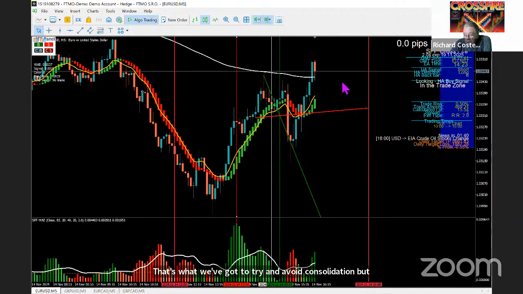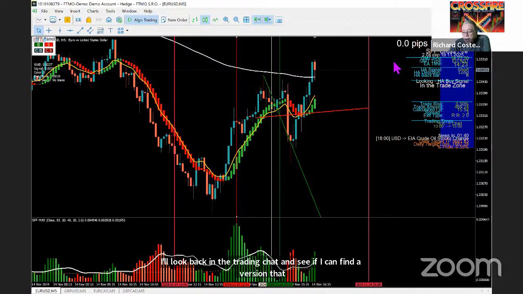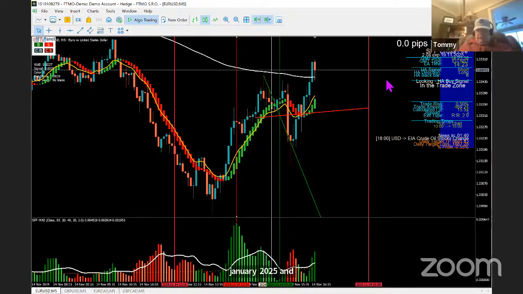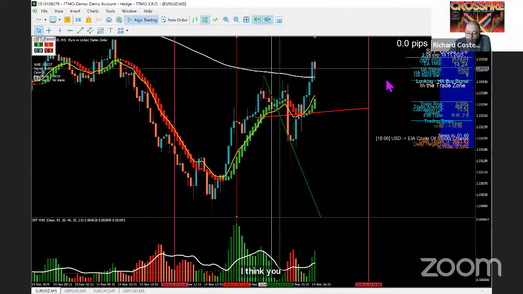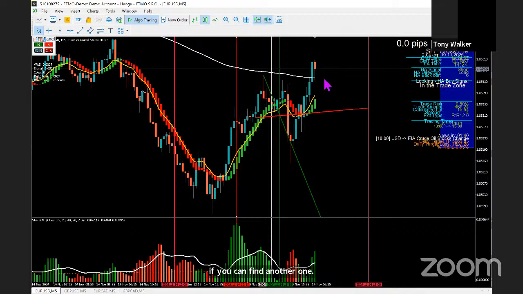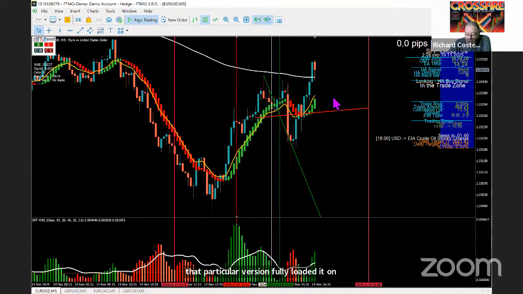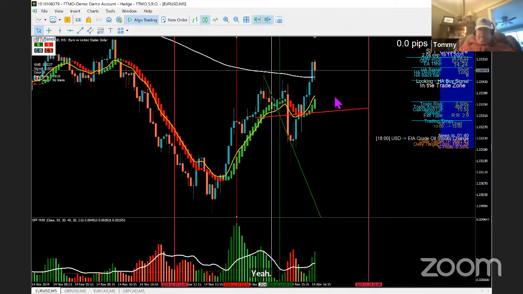So I'll look back in the trading chat and see if I can find a version that I've missed out on. But it was definitely, if you look at those, Tommy, you'll see it says January 2025, and I think you seem to be the only one that's got that. So have a look in the trading chat, see if you can find another one. Would it not be saved in Tommy's computer, that particular version, before he loaded it on? I got it off of one of the downloads somewhere. Yeah. I thought I got it off of Richards, but I must not have if he doesn't have that one.